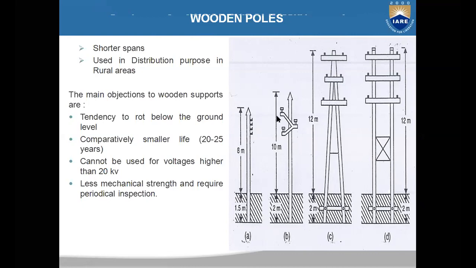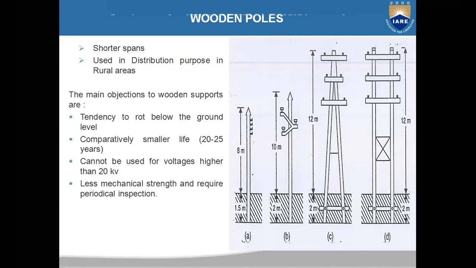If you observe the figure here, these are the different configurations of the wooden poles. Okay, so these wooden poles will generally be used for short spans, if the span length is very low. In such a case you can prefer these wooden poles, and these wooden poles will be used only for distribution purposes in rural areas only. Okay, and the life of these wooden poles will be very short, as this is wood that we are taking for construction. So wood may rot as the age goes on increasing, right?